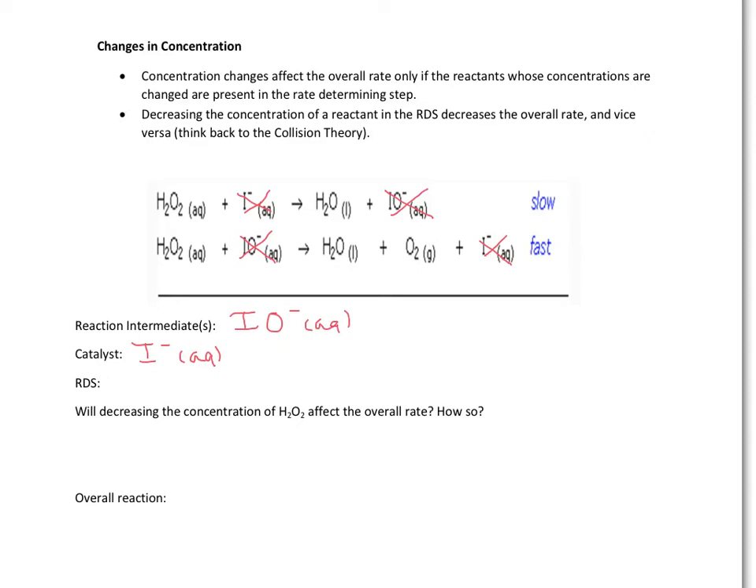There's nothing else here that we can cancel out. What is the rate determining step? Well, the rate determining step is always the slowest step, and that would be step number 1.